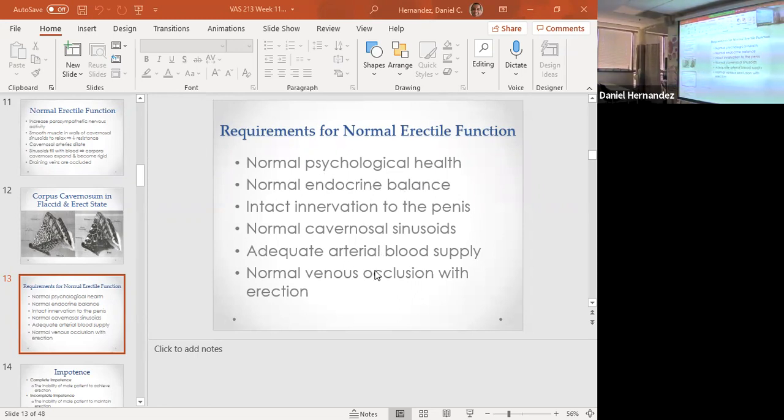The patient must have adequate arterial blood supply. So if there's a stenotic lesion in the internal iliac artery and the patient's not able to get adequate blood supply to the penis, that will affect erectile function. It could even be something like poor cardiac output. The patient has a weak heart and they're not getting adequate blood supply. The patient also has to have a normal venous occlusion response with erection. So if those veins don't occlude and the penis is continually draining blood out, they're not going to be able to hold and maintain an erection.